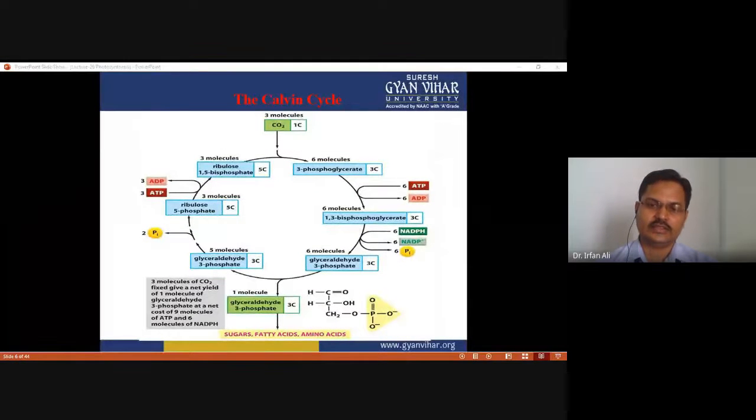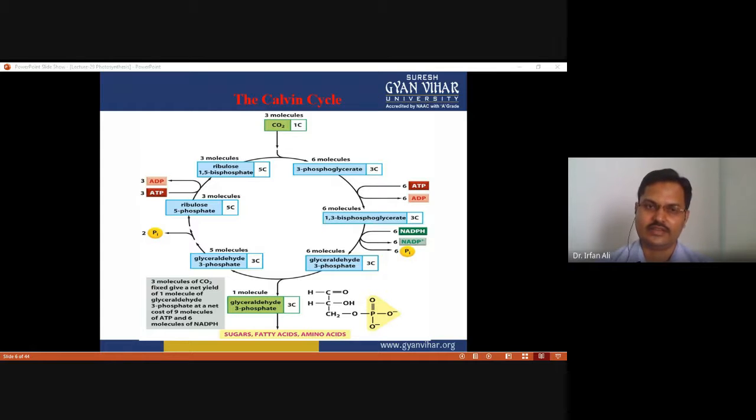So this is the Calvin cycle which we are talking about, in which you have to see that carbon dioxide molecules are fixed and produce sugar molecules, which can be converted into either fatty acids or amino acids. So this is the Calvin cycle. Here you see these are the carbon dioxide molecules, and you know that a carbon dioxide molecule has one carbon.